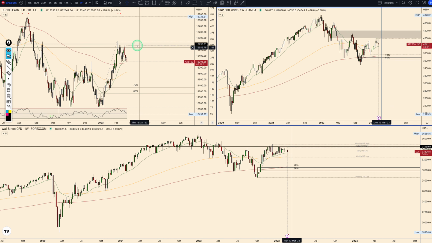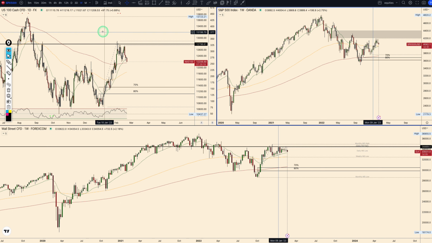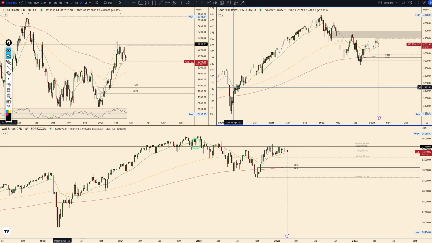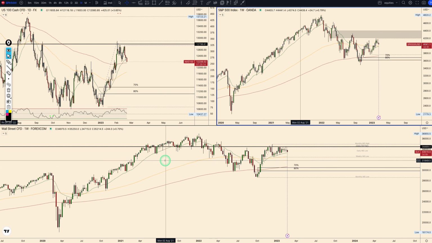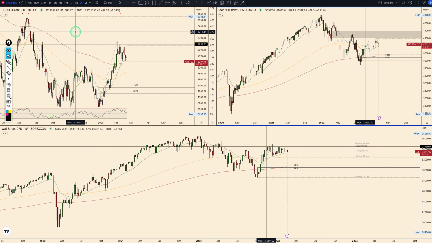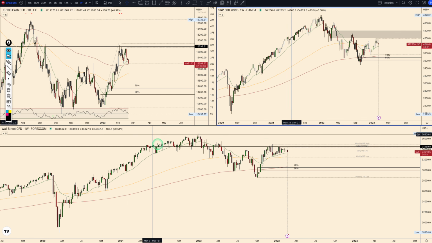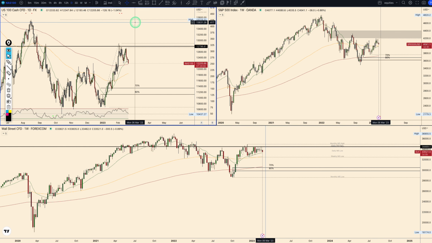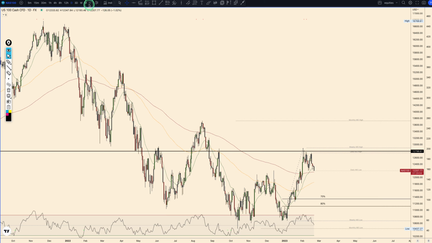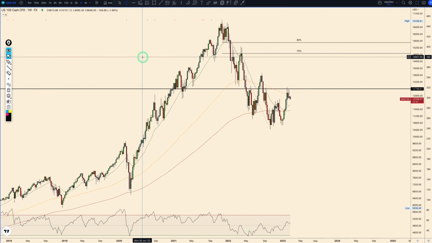You have cash open, Nasdaq, S&P 500, and DJI. And you can see all of these on a daily. These are weekly and daily charts, so these are high time frames. You can see how on all of these charts we have basically moved into some relevant levels.